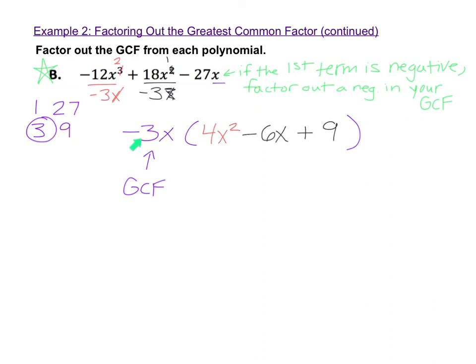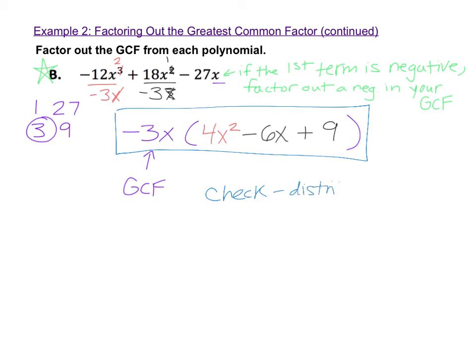And again, to check it, if you just go negative 3x times 9, that gets us back to negative 27x. So this appears to be the answer. I'm going to check it quick just by distributing. So remultiply that negative 3x, distribute it through. So we've got negative 3x times 4x squared, that's negative 12x to the third. Then negative 3x times negative 6x, that's positive 18x to the second. And then negative 3x times positive 9 is negative 27x. That matches what we started with, which means that is correct.